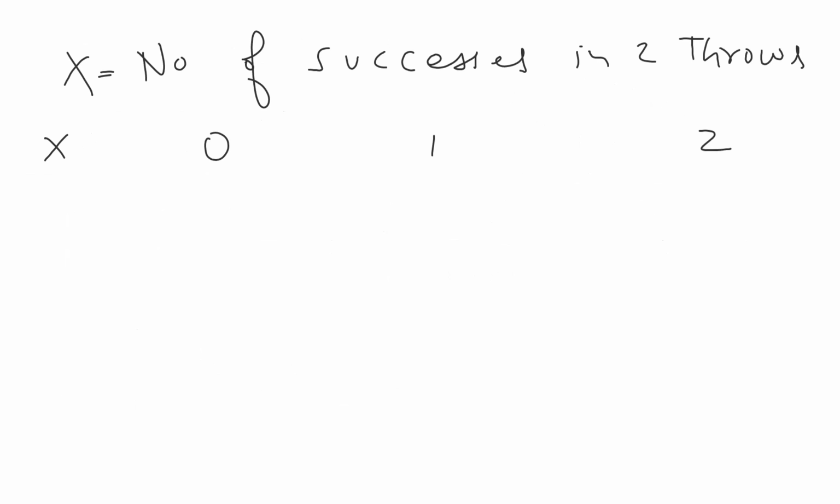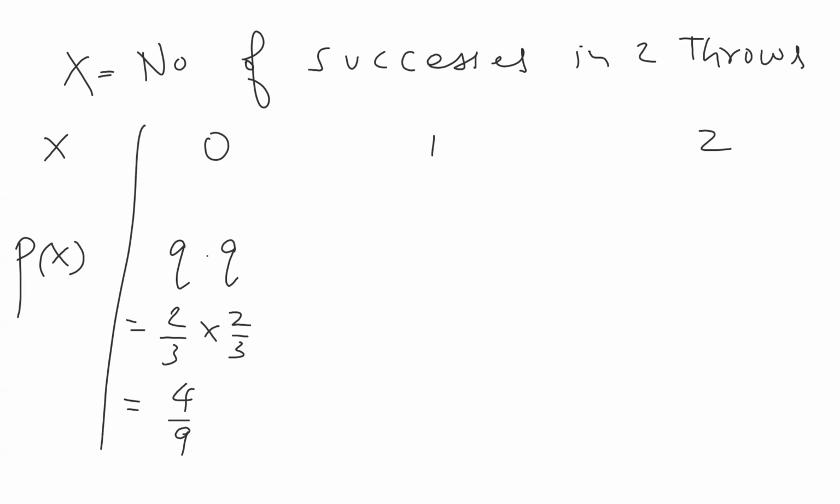Further, I'll calculate the probability distribution, because that is what we are supposed to do. So zero successes: both times we'll get a failure. In the first throw we'll get a failure, in the second throw we'll get a failure. So this will be 2 by 3 into 2 by 3, which is equal to 4 by 9.